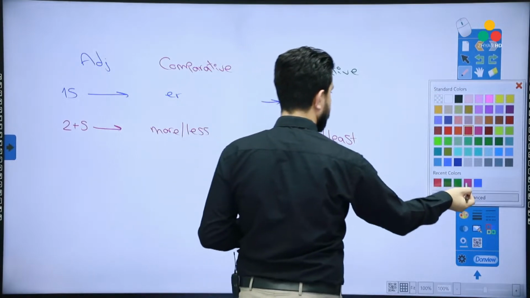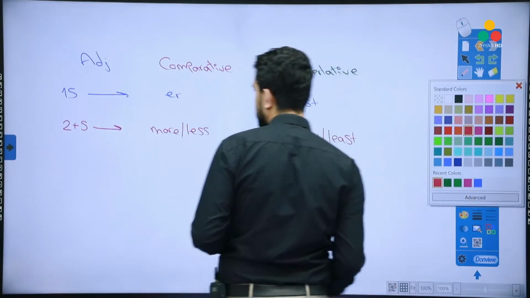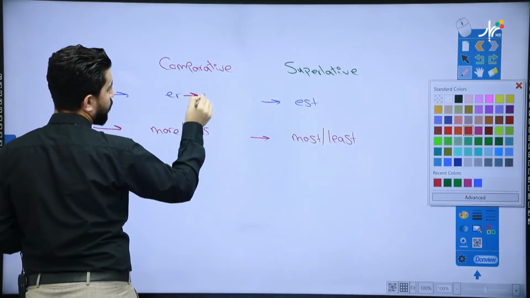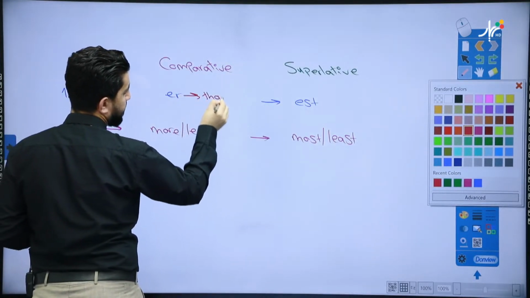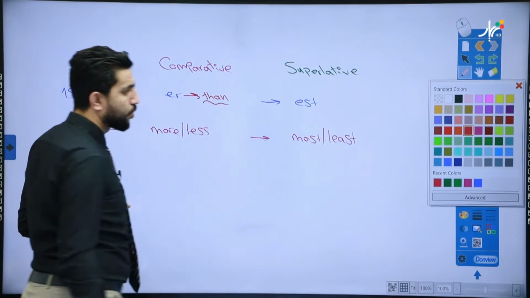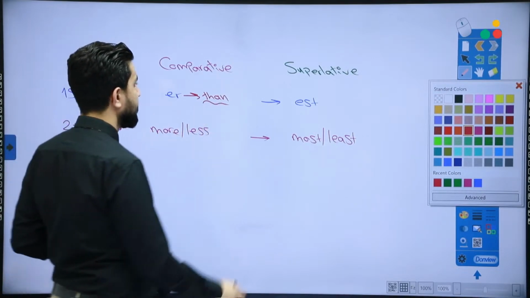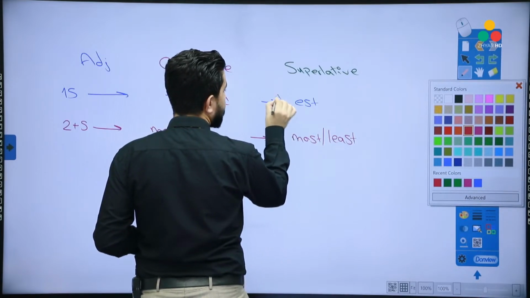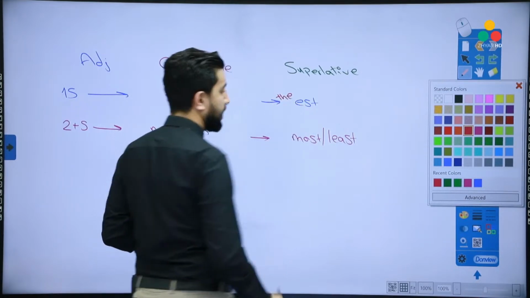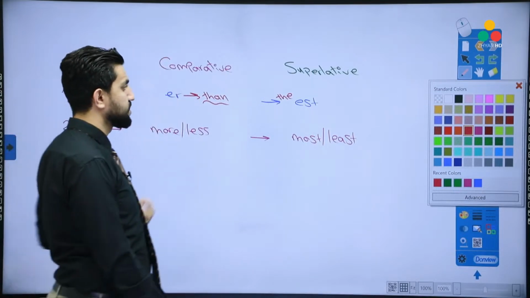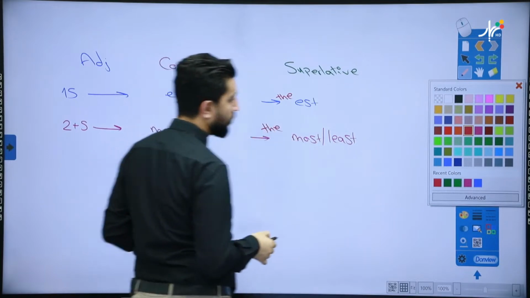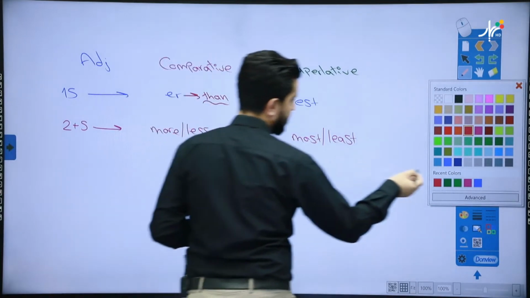And one more thing to take into consideration, when we have comparative, it's often followed by than. We have the word than. Not always, it's often followed by than. When we have superlative, they always have the word the in front of it. So we use the here. Let's take two examples, let's say.